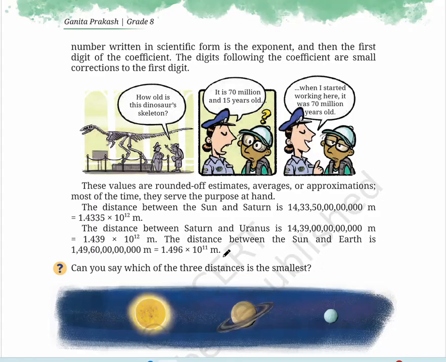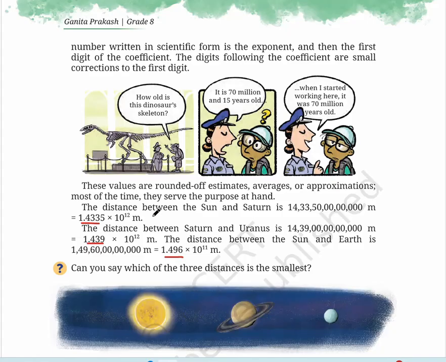In such cases, the base is the same, 10, 10, 10. If we make the power the same, then we just have to compare the numerical values, and then we can easily find out which distance is the smallest. You can see here is 10 to the power 11, here is 12, here is 12. So either I make this 10 to the power 12 as 11, or I make this 10 to the power 11 as 12. Any one we can do.